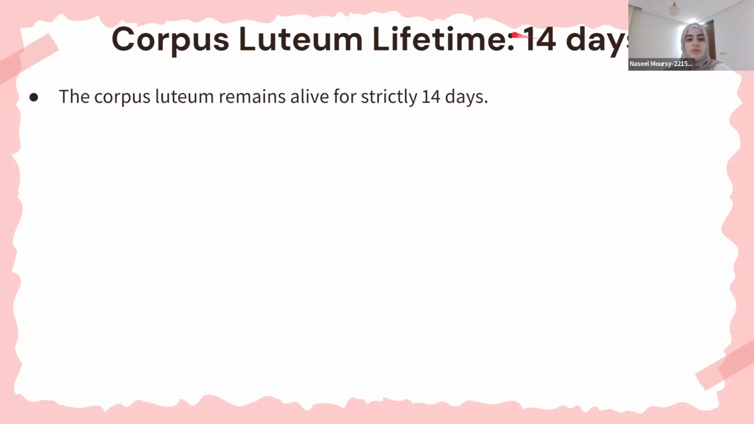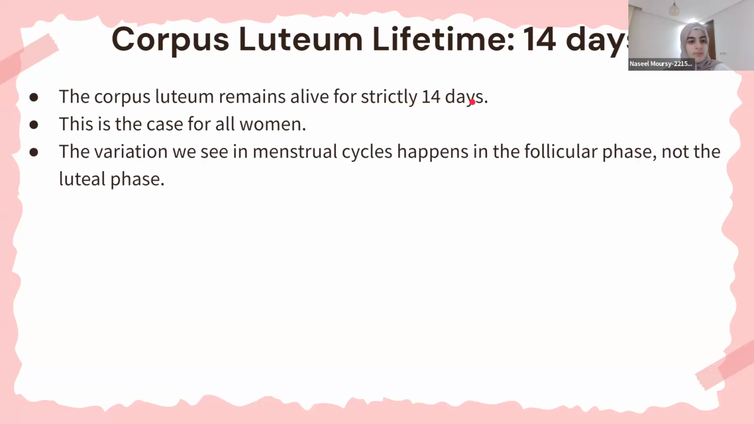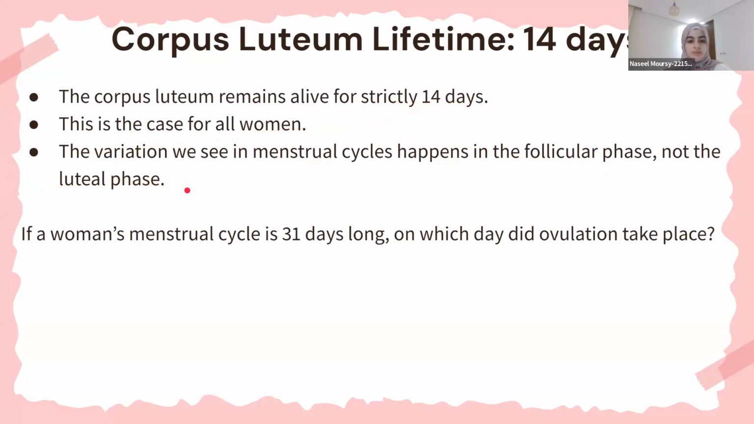So the corpus luteum remains alive for strictly 14 days. This is the case for all women. The variation we see in menstrual cycles happens in the follicular phase, not the luteal phase. So here's a question for you guys. If a woman's menstrual cycle is 31 days long, on which day did she ovulate?